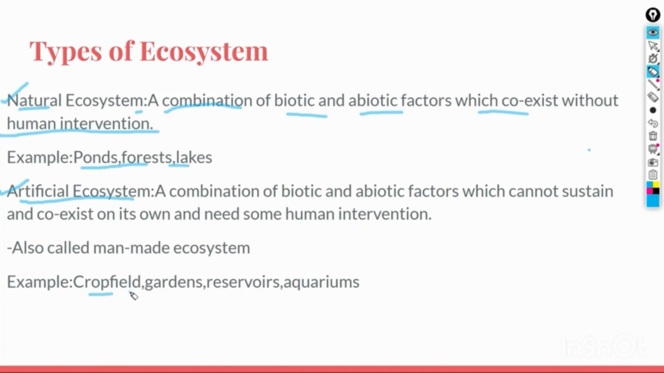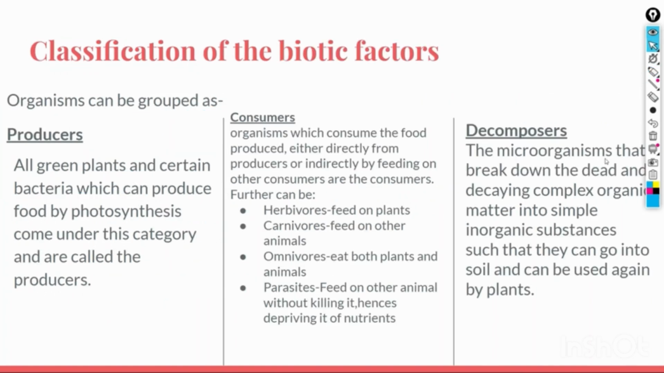So that is why crop fields, gardens, reservoirs and aquariums are artificial ecosystems. Aquariums are made by us. If we do not put a fish in the aquarium, that aquarium will not become a proper ecosystem. So that is why all these are artificial ecosystems. So now we know what an ecosystem is.